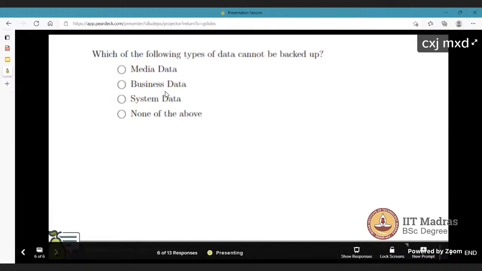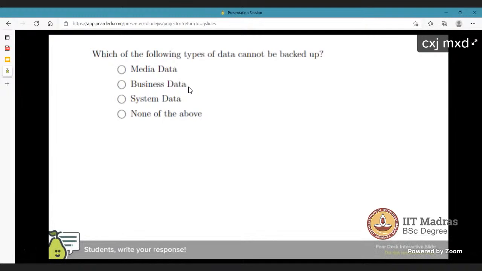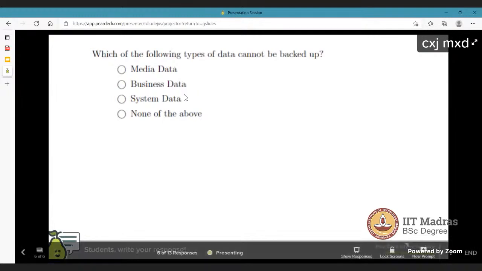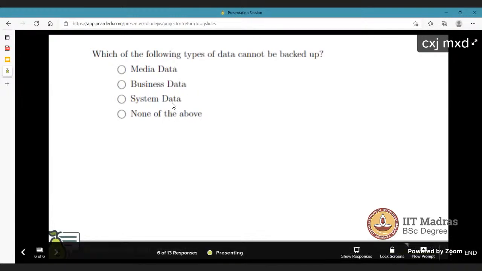What comes under business data? In the table data, the tables are creating all the business data, personal information of clients, employees, and all those come under there. Yeah. Okay. So finally, what comes under system data? System log files, OS related files.